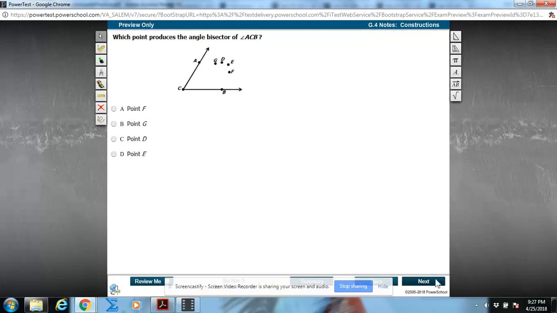All right, let's practice an SOL multiple choice question. Which point produces the angle bisector of ACB? All right, let's get the compass, set it up on the vertex. Step 1, draw an arc that intersects both sides of the angle. Now I've made my compass as small as possible. Let's try again. Let me make my compass as small as possible because this is a pretty small picture. Boom.